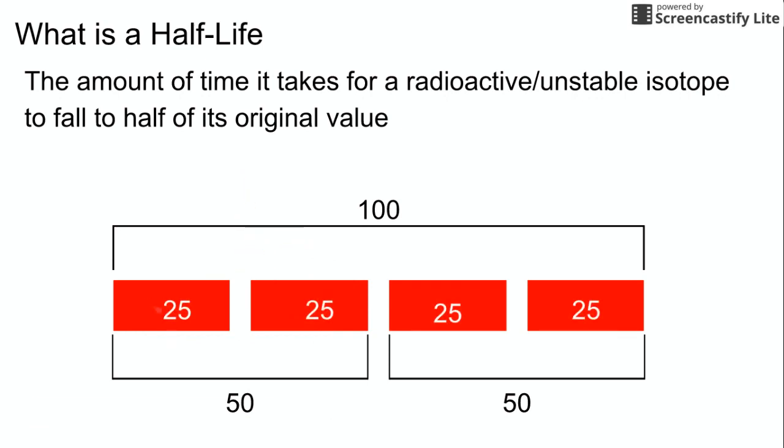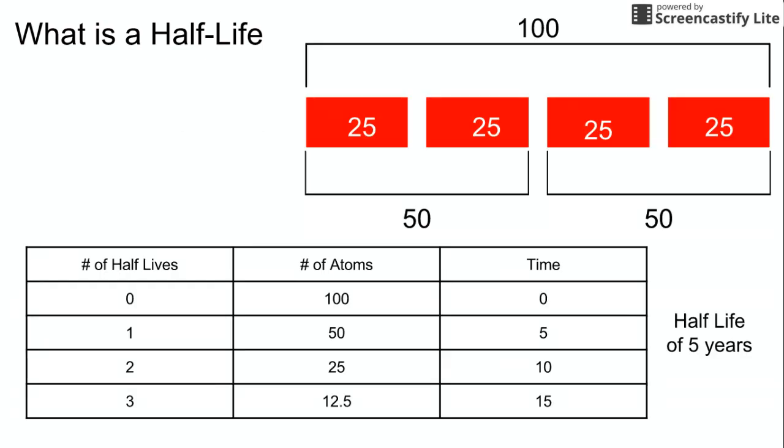Now divide that by 2 again, and you get 25. You'll notice that each of these will add up to 100 because the law of conservation of mass states that mass cannot be created nor destroyed, only transformed. In this example, this is a chart related to the diagram. I like to make a chart just to help me understand and solve this.